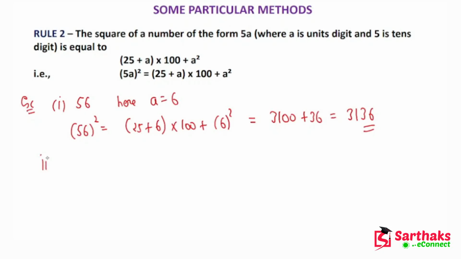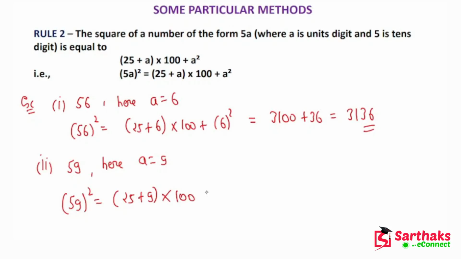Let us take another example. Let us take 59 for instance. Here A would be 9. We just have to identify A. So 59 square according to this method would be 25 plus A, that is 25 plus 9, multiplied by 100, and then we calculate A square, which is 9 square. So 25 plus 9 would be 34, so it would be 3400 plus 81, so it will be 3481. That is how fast you can calculate the squares.